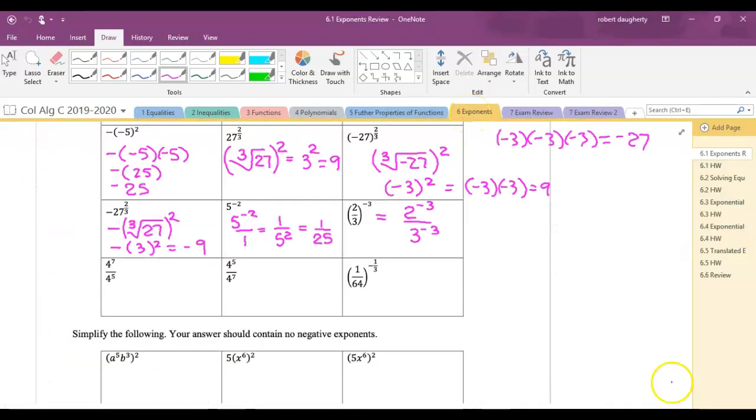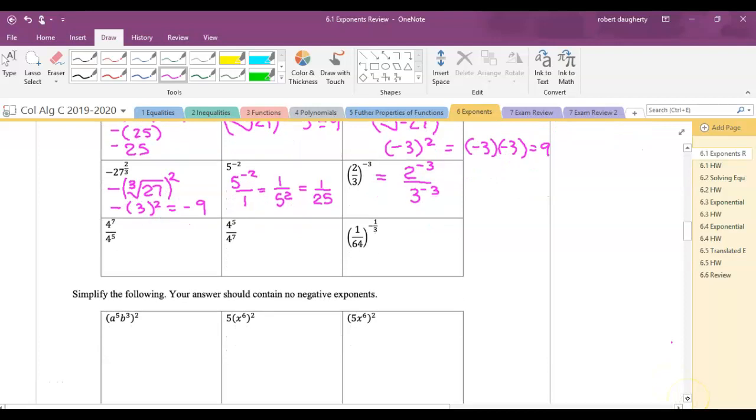Okay, continuing on here, 4 to the 7th over 4 to the 5th. So this is going to be 4 to the 7 minus 5, which is 4 squared. This number is 16.